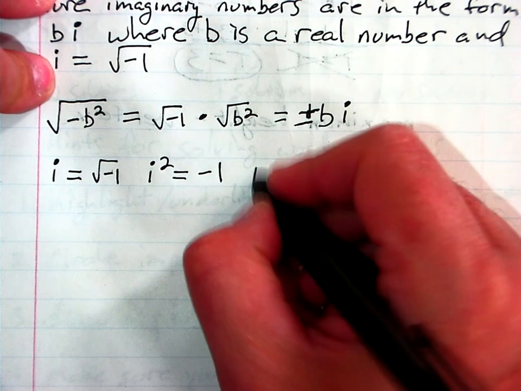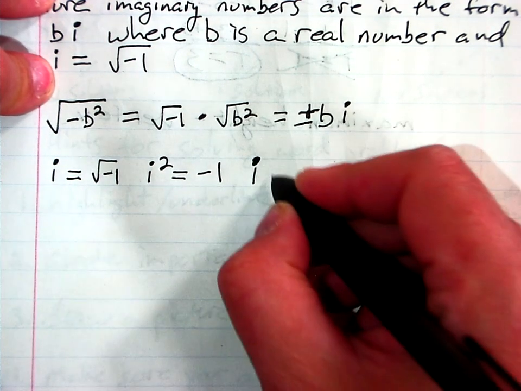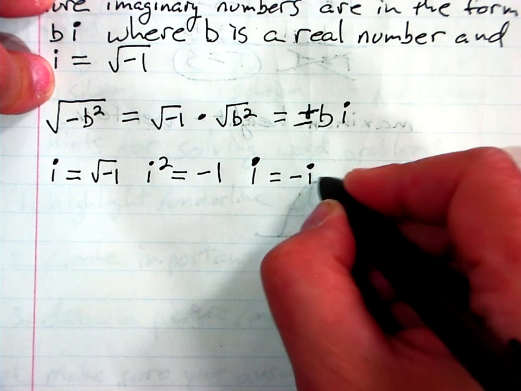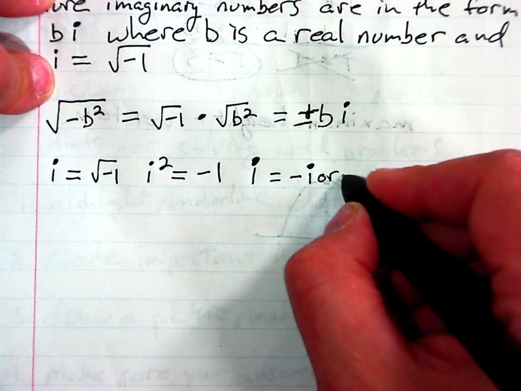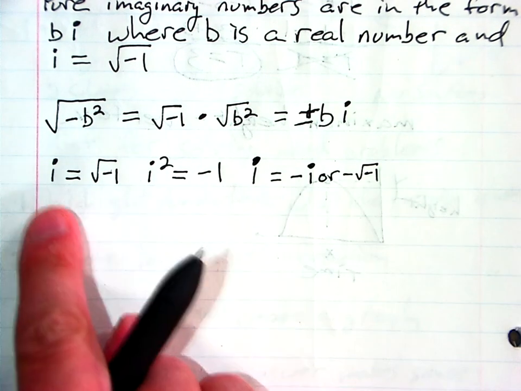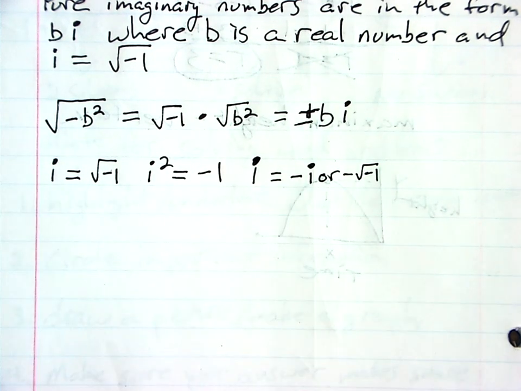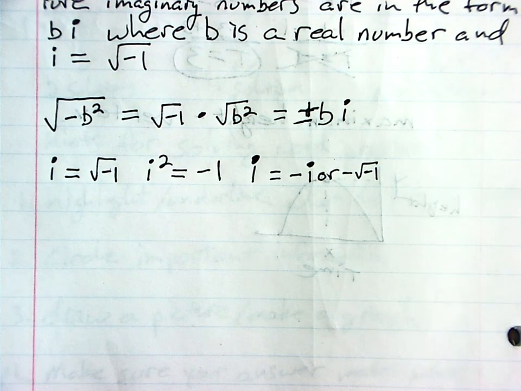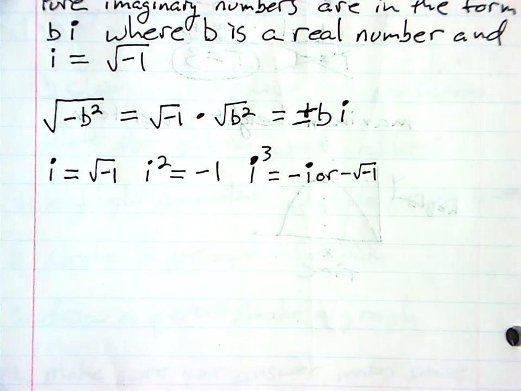All right, so i cubed equals negative i, or negative square root of negative 1. Because remember, square root of negative 1 is the same as i, so it's the same thing. Okay. Hold on. That is i cubed. Thank you, Kate.